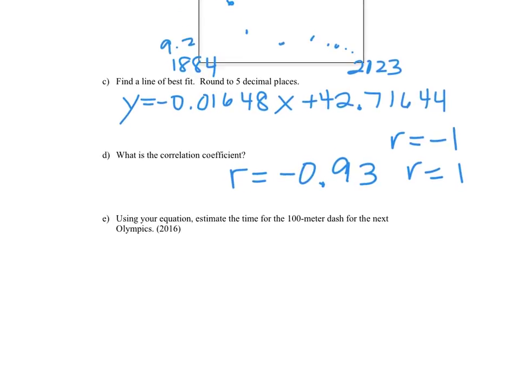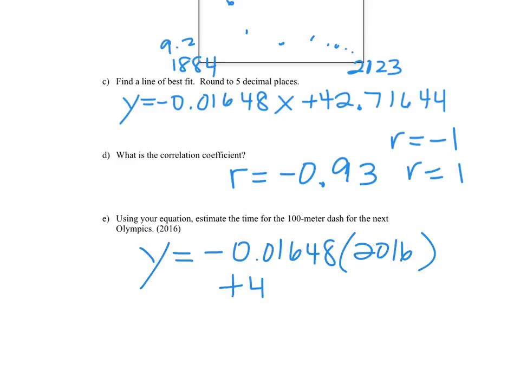Okay. This is a little bit of an older worksheet. Using it, estimate the time for the next Olympics, 2016. What year is it? It's 2018. So the next one, should we do 2020 or 2016? 2016. Let's just do 2016. Okay. So y equals, we're going to take 2016 and plug it into our equation. Negative 0.01648 times 2016 plus 42.71644. You don't have to write that down, but I thought I would tell you what we're doing.